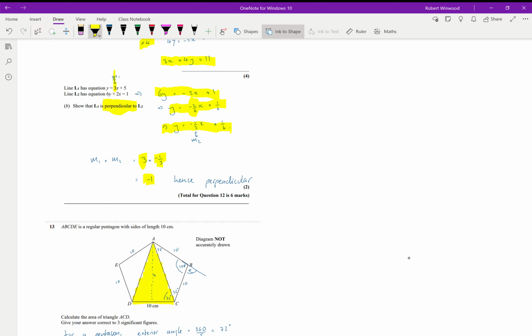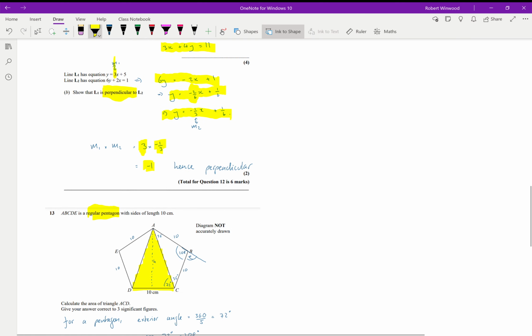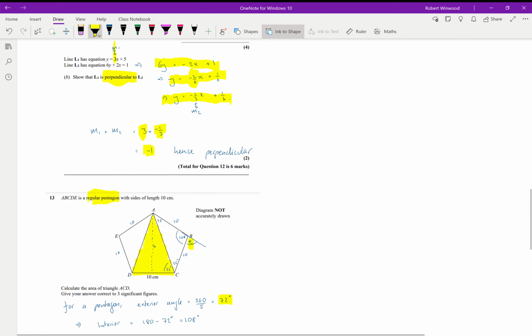So the first thing I've read from the question is that it's a regular pentagon. So I can work out something about the angles. The exterior angle is always given by the formula 360 divided by the number of sides. So the exterior angle will be 72 degrees. Now, because I know the exterior angle, I can work out the interior angle, because the exterior and the interior add together to give 180. So now I know what the interior angle is.